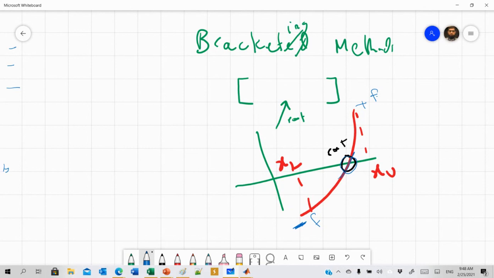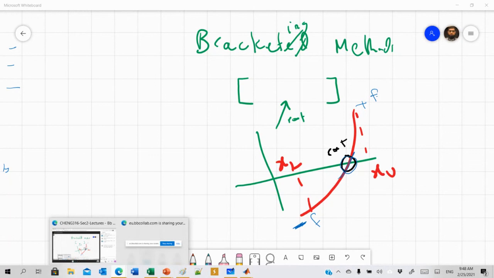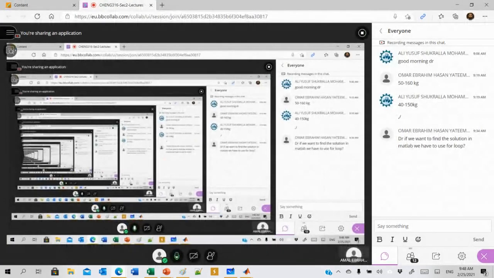So this chapter is about bracketing methods. We'll look into these methods in the next lecture. I don't want to start now and we don't have much time left. I'll stop here, and if you have any questions, you can ask.